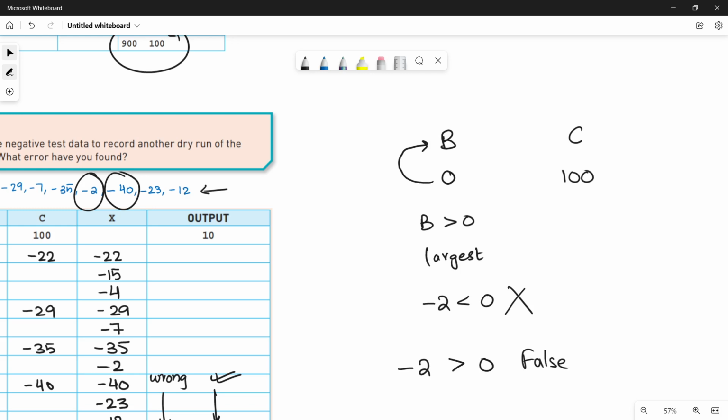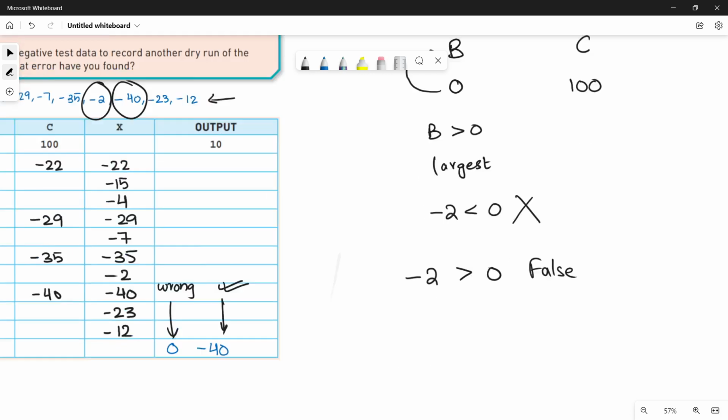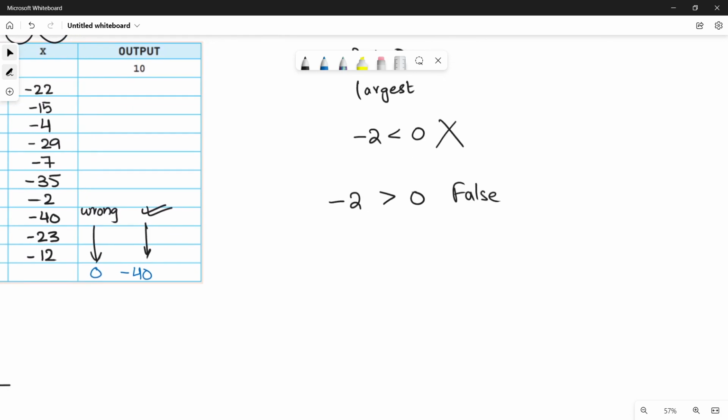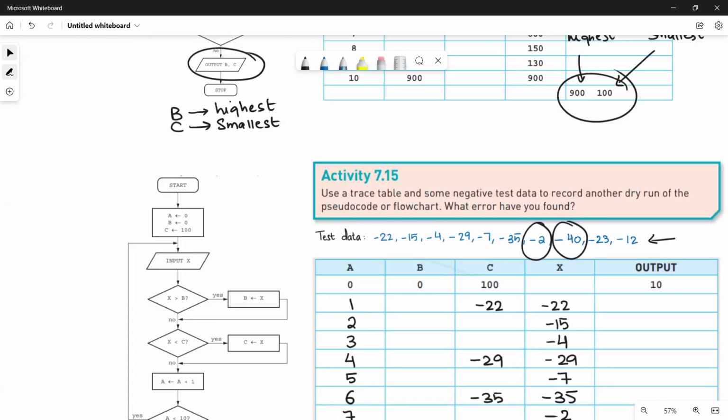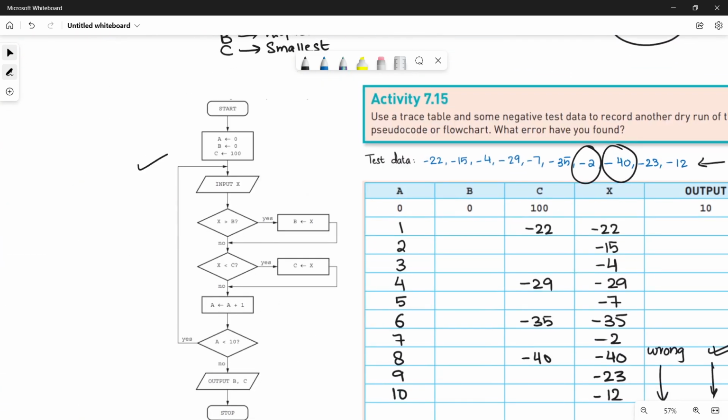The largest value to be identified is less than 0. So we came to the conclusion here that only if your test data is within the range of 0 to 100, only in this case, this pseudocode is going to work. This pseudocode is only designed for test data within the range of 0 to 100. Only then can you identify the highest and the smallest values.